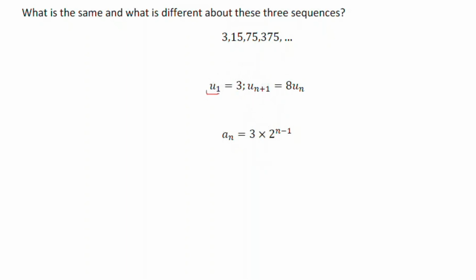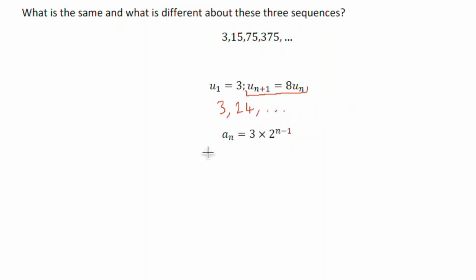So this one is telling us the first term is 3. And then the next bit is telling us that the n plus 1th term is 8 times the nth term. So we need to multiply by 8. So 3 times 8 is 24. And then multiplying by 8 the next term, multiplying by 8 each time.